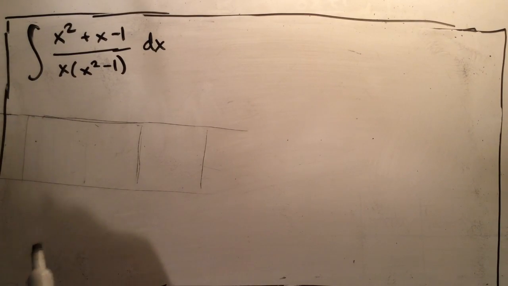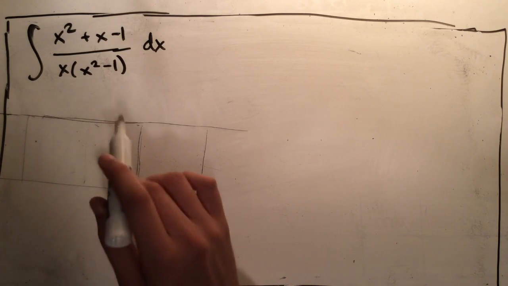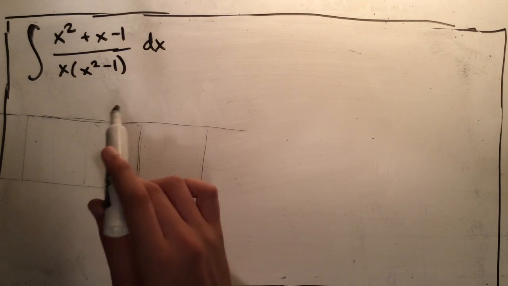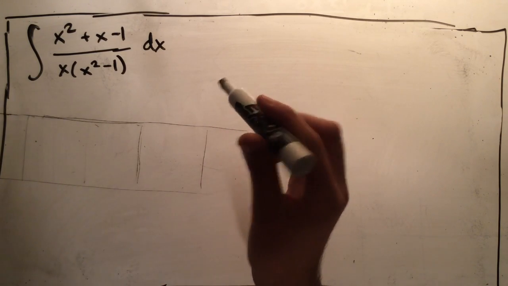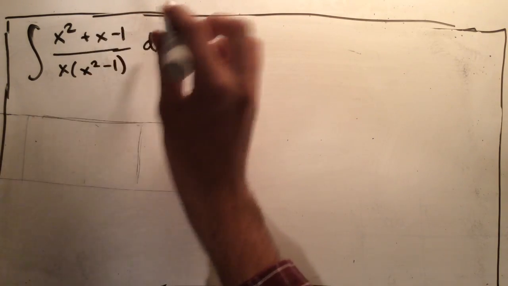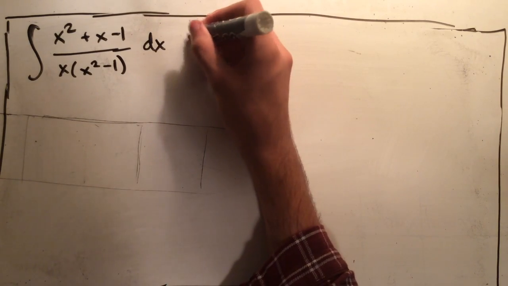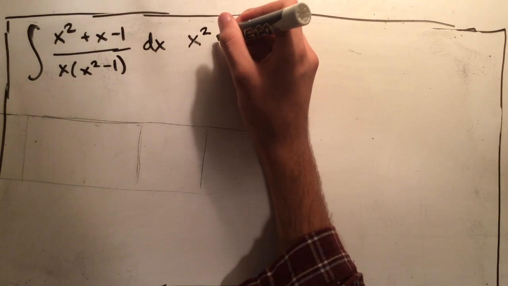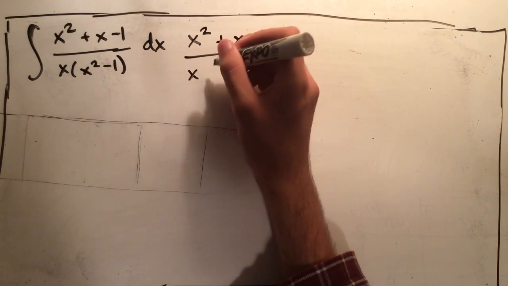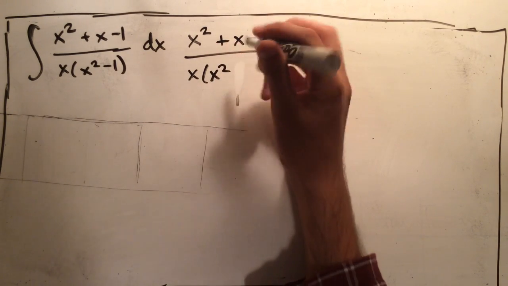Let's do another example. So here I have the integral of x squared plus x minus 1 over x times x squared minus 1 dx. And so I'm going to ignore the integral part for now, and we're just going to look at the fraction like we did in the last example. X squared plus x minus 1 all over x times x squared minus 1.